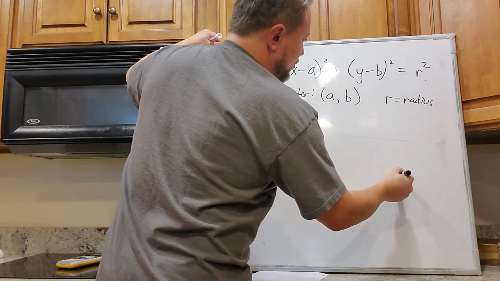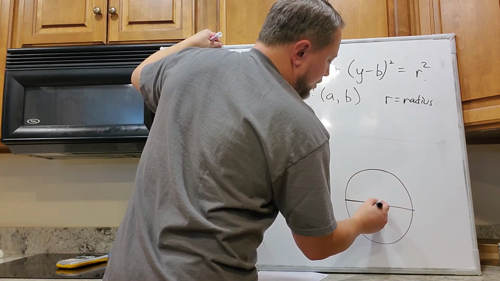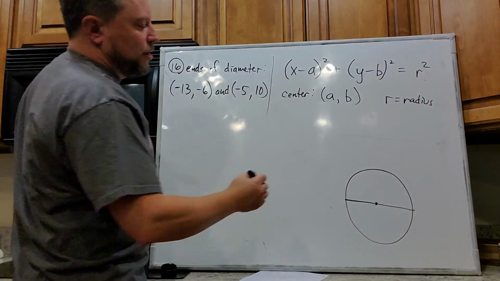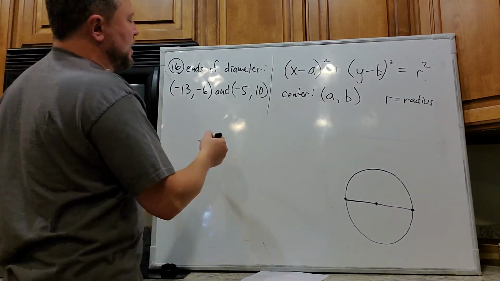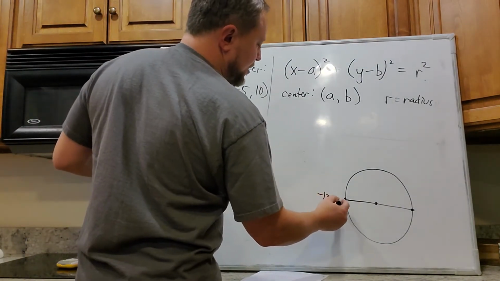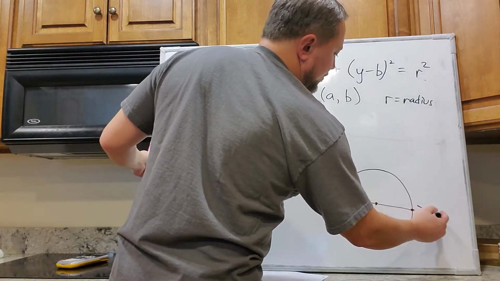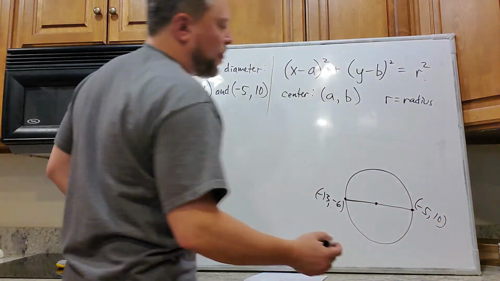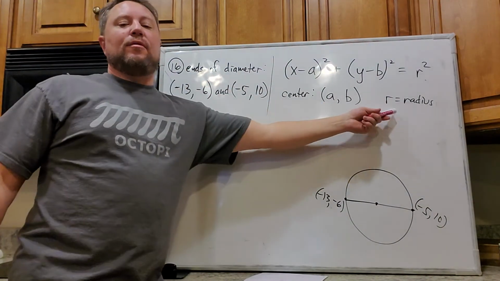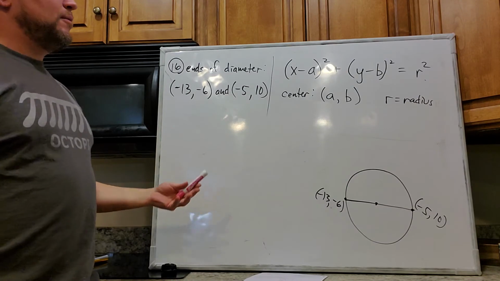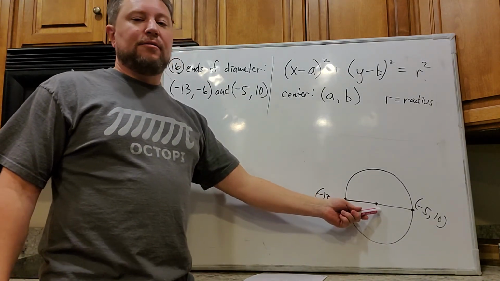Okay, if you want a visual of what's going on here this time, we've got a diameter going right through the center. But all we have is the 2 endpoints here. We know one end is at negative 13, negative 6. The other end, clear over here, is at negative 5, 10, you might say. But remember, to write our equation, we need the center and the radius. Currently, right now, we have neither. So the first thing we're going to do is find the center.